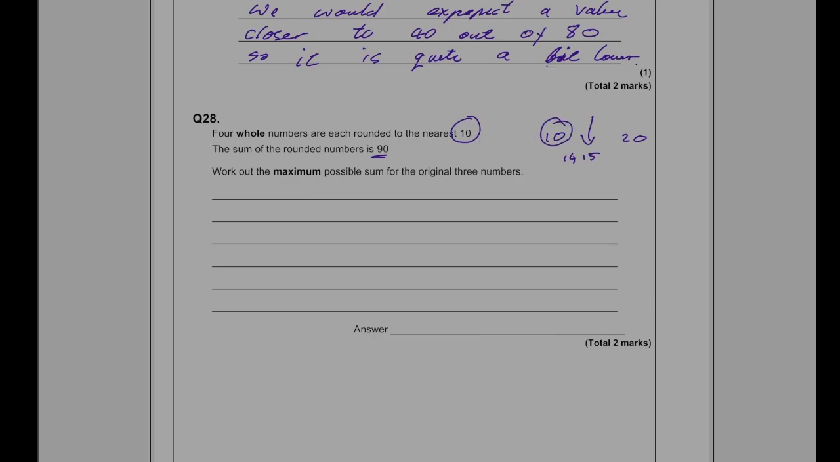So I've looked at 10, but each of these numbers has been rounded to the nearest 10. So all of the numbers could have actually been 4 bigger. So 4 times by 4 is going to be 16. So we could be 16 bigger. So 90 plus 16 is going to be 106. So 106.